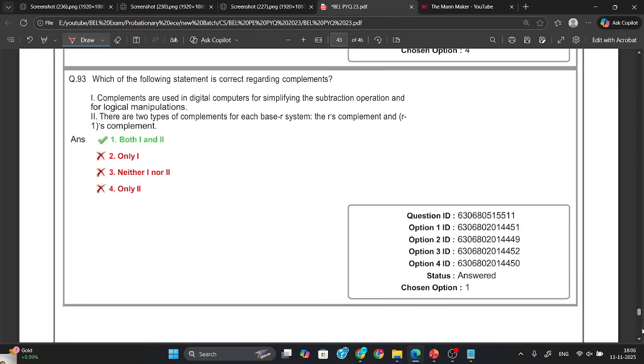Which of the following statements is correct regarding complements? Complements are used in digital computers for simplifying the subtraction operation and logical manipulation. So this is correct only. There are two types of complement for each base R system: R's complement and R minus 1's complement. Both are correct only. So both are correct here.